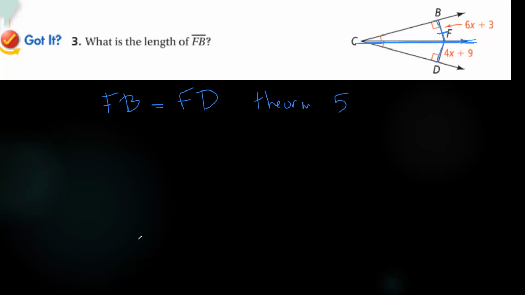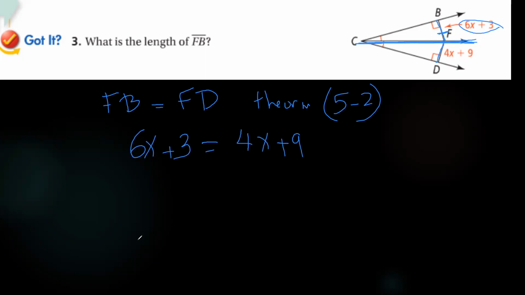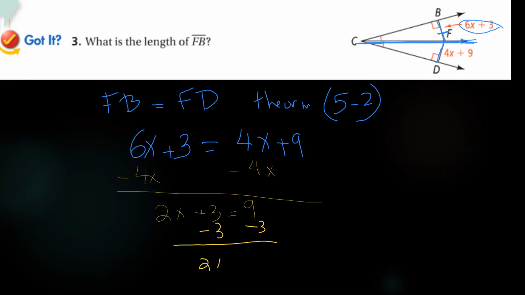which is 5.2. So since they are equal, it means 6x plus 3, the length of FP, will be equal to 4x plus 9. So minus 4x, so 2x plus 3 is 9. So minus 3, so 2x will be 6, and x will be 3.